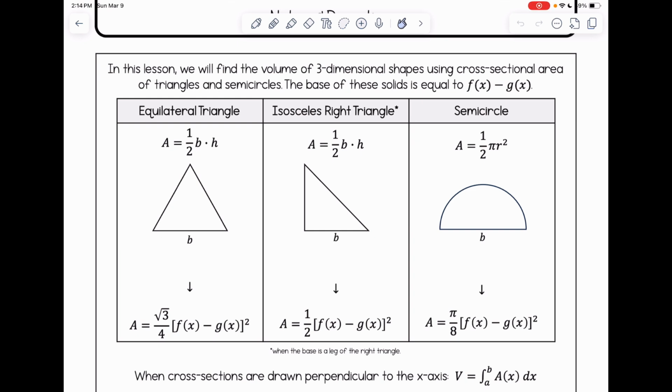When we are doing these problems, we're going to look at three examples today. We're going to look at when the shape is an equilateral triangle, when it's an isosceles right triangle, and I have a little asterisk there. We're going to do that when the base is a leg of the right triangle, and then also when the cross-section is a semicircle. So in each of these cases, the base, b, is equal to f of x minus g of x. We're going to talk about how we can determine the volume of the shape by finding the area of each cross-section first.